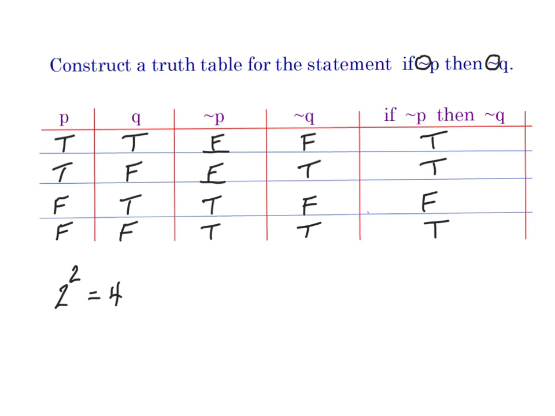So that's how you would set up the truth table for the inverse of if P, then Q, which is if not P, then not Q.